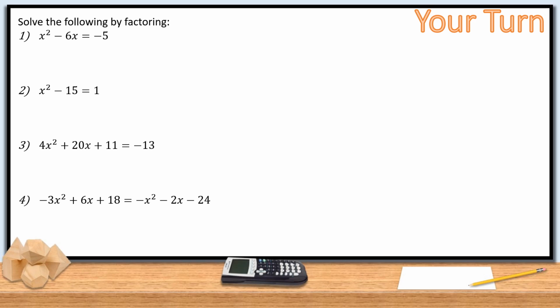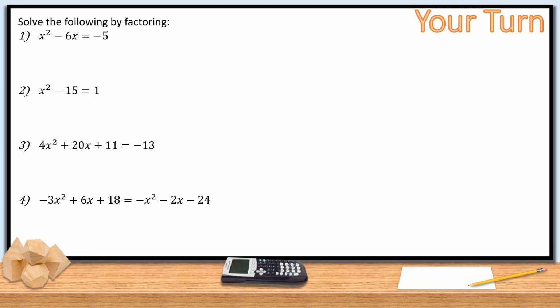All right, so you've got 4 of these. Solve them by factoring. Remember, step 1 is to get all of the terms on one side of the equation so that it is equal to 0. Pause the video, try all 4, and then come back and see what the solutions are.